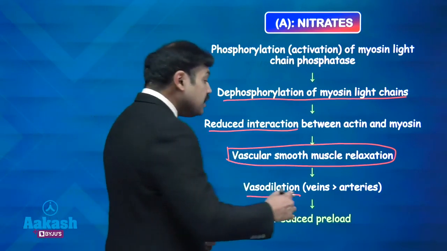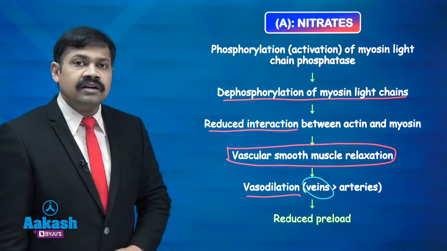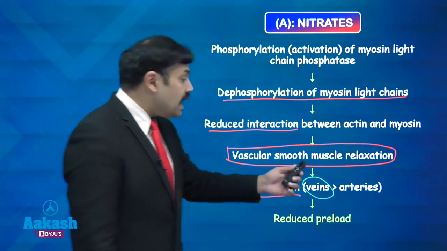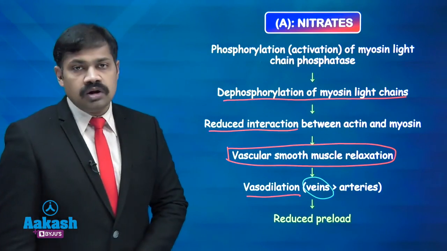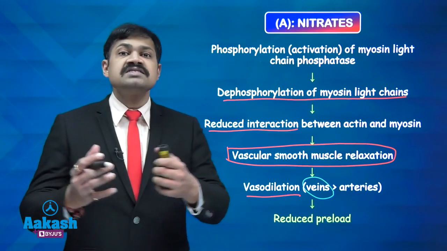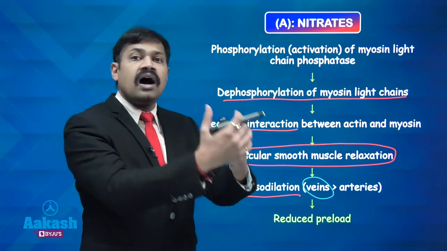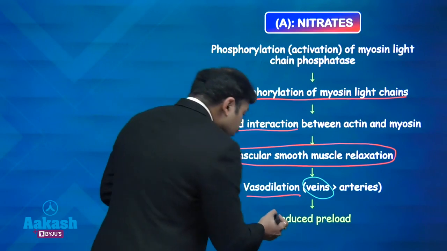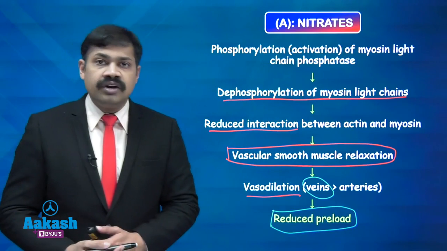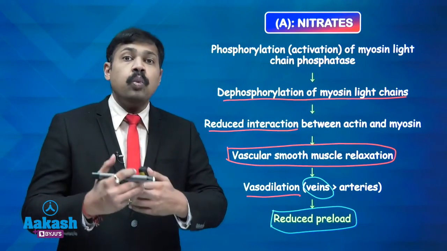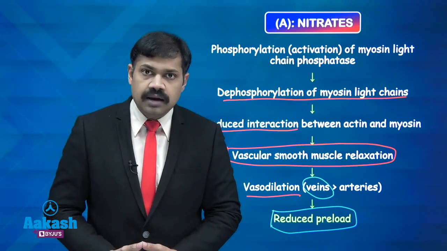Nitrates are predominant venodilators. The venous dilation is more than arteries. Nitrates do dilate both arteries and veins, but venous dilation is more predominant. And because of venous dilation, what will happen, sir? The blood flow to the heart is reduced, and that is why the preload on the heart is reduced. And as the preload reduces, the heart will have to work less, and therefore it is able to tolerate the state of ischemia.